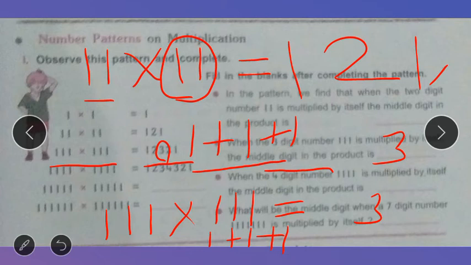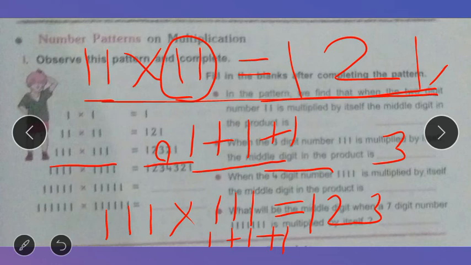As in the pattern, as you multiplied 11 by 11, you got 121, no? So that number you have to write, 1 2 3. This is the middle number. So it goes in ascending order. Ascending order means small to big. Then you have to go in descending order after the middle number, 2 1. So you have got the answer 1 2 3 3 2 1. Got it children? Interesting, no?